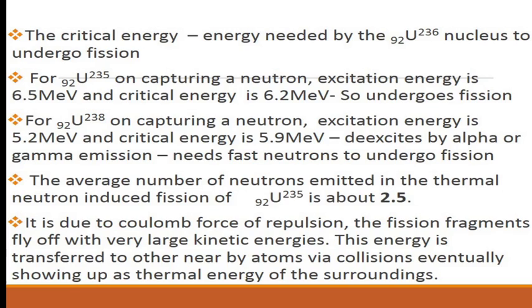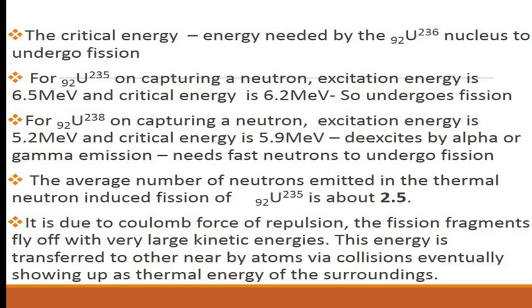So a uranium 92 238 nucleus, on capturing a neutron, gets an energy of 5.2 MeV. But it needs a critical energy of 5.9 MeV to undergo fission. So is there any chance for uranium 92 238 to undergo fission? No. So the uranium 92 238 will de-excite either by alpha emission or gamma emission.